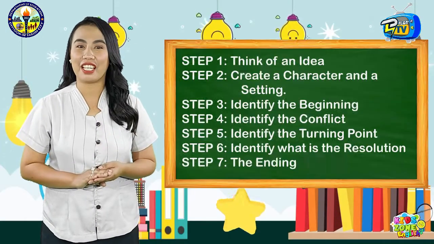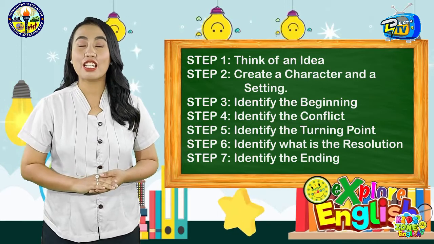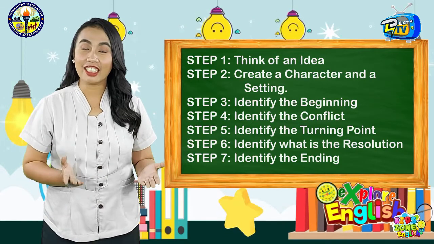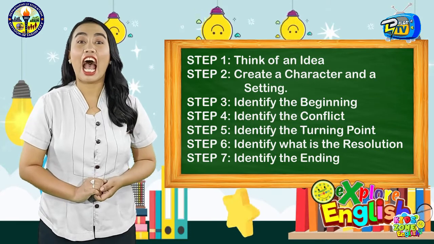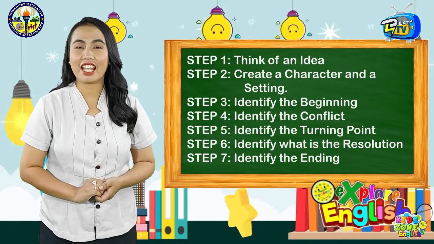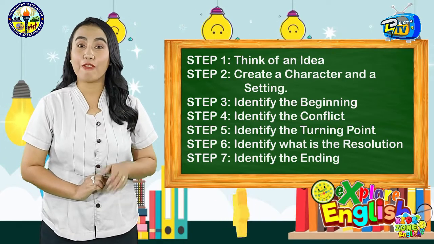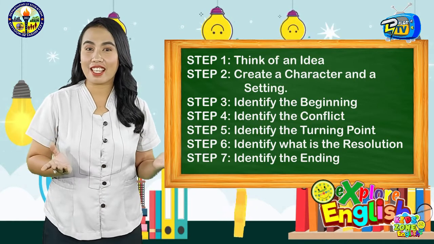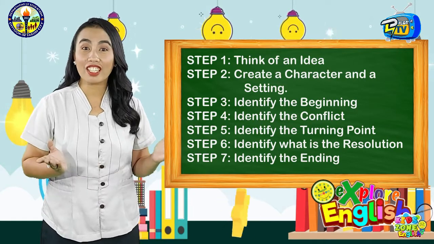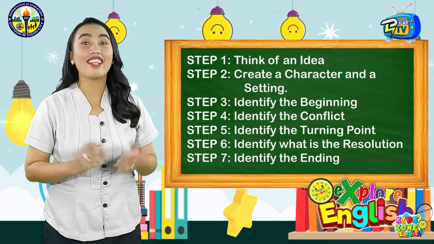These are the following. Step 1. Think of an idea. Step 2. Create a character and a setting. Step 3. Identify the beginning. Step 4. Identify the conflict. Step 5. Identify the turning point. Step 6. Identify what is the resolution. And Step 7. Identify the ending.